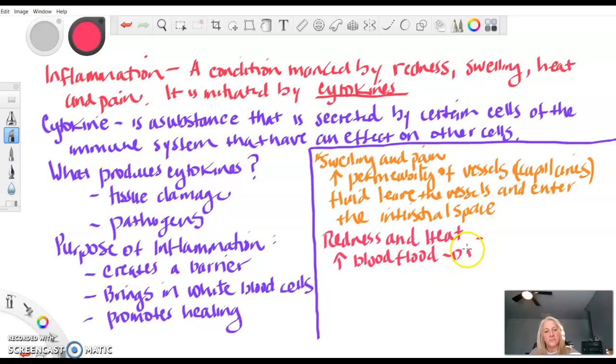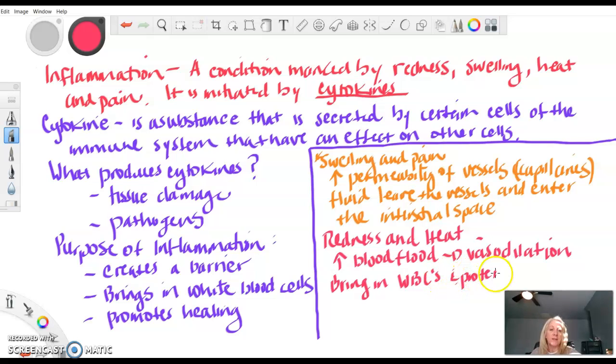And to do this, the vessels near it will vasodilate. Vasodilation, bringing more blood to those capillary beds, those areas where the tissue is damaged. So this will bring in white blood cells and proteins, whatever is needed to clean up, get rid of bacteria and things like that, and start the healing process.